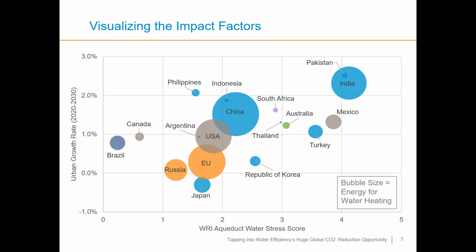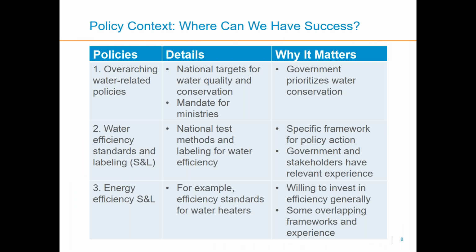Great. So moving on, those are the impacts, or the countries where policies could do the most good. Looking next at the policy context, or where we have success, there we looked at three types of policies. We started with overarching policies that set national targets for water quality and conservation. These are usually pieces of legislation that set the general tone for the country. Not very detailed, but they provide mandates for technical ministries to actually do the work of achieving water reductions. And it shows that the government prioritizes water conservation, has some goals around it, and that can be used to drive policy.